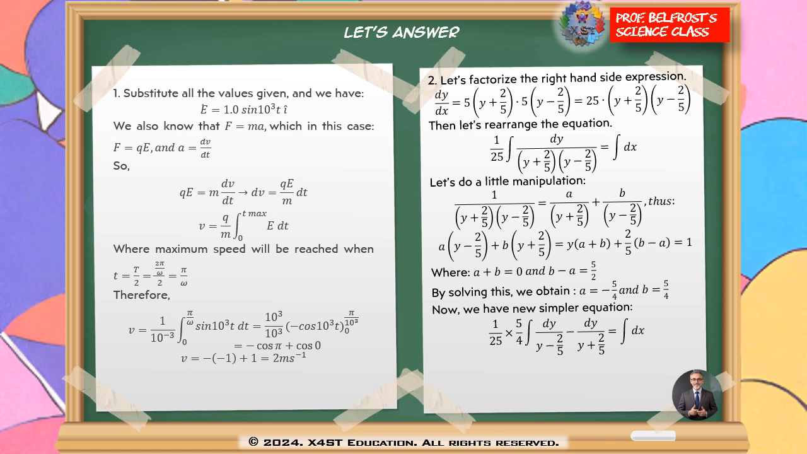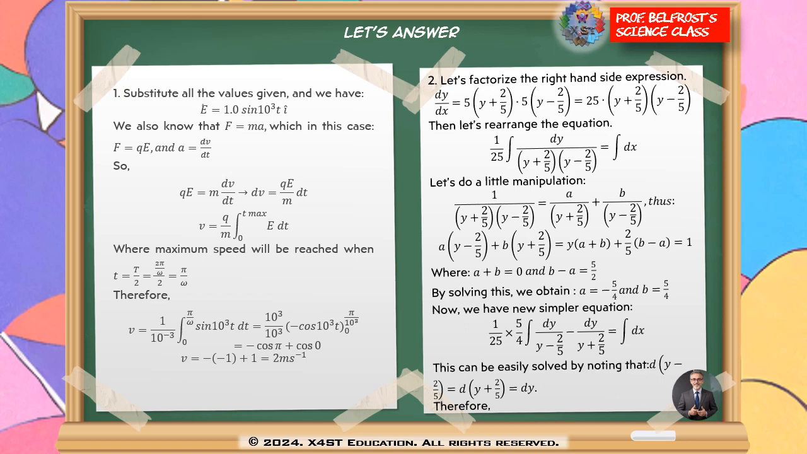Now we have a new simple equation, which can be written as 1/25 times 5 quarter times the integral of 1 over y minus 2/5 dy minus 1 over y plus 2/5 dy equals the integral of dx. We can notice that d(y minus 2 fifth) and d(y plus 2 fifth) actually have the same result as dy, because the constant has a zero derivative, right?